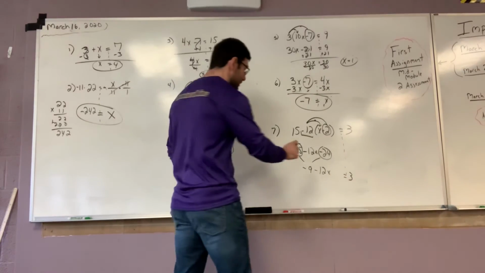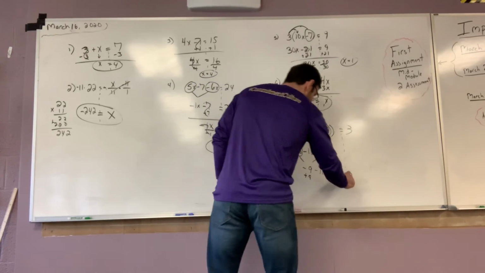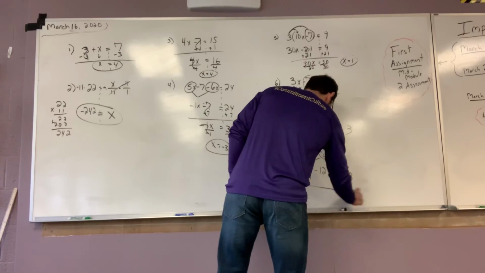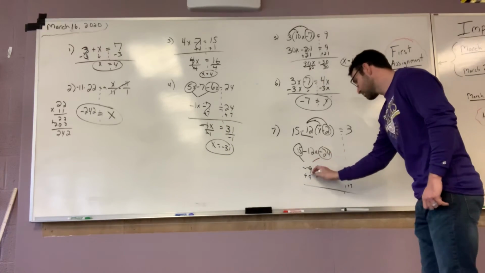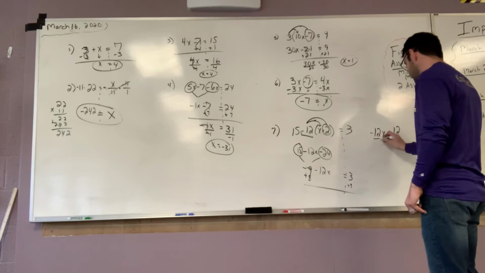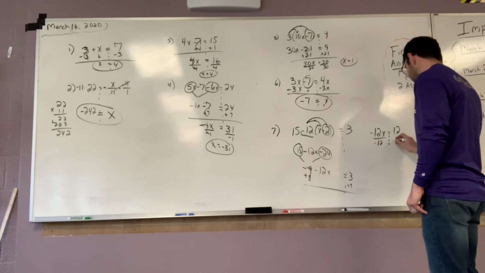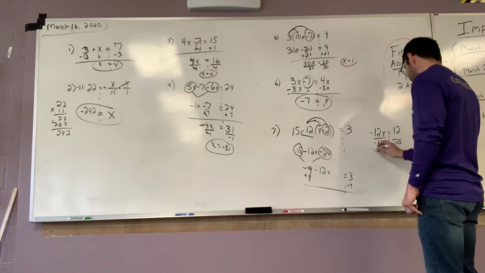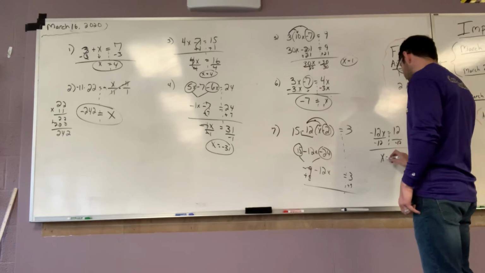Now we can keep on working. Move our constant by the inverse. I'm going to bring it up here. So that's 0. That leaves me with negative 12x's equals 12. Divide by what did you do there, Mr. H? Divide by negative 12, x equals negative 1.